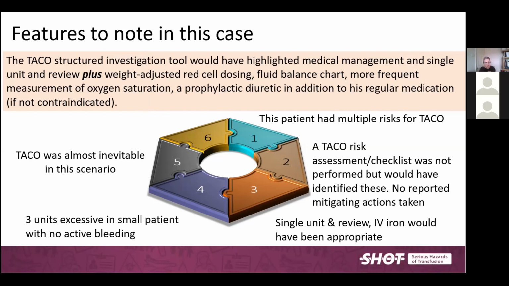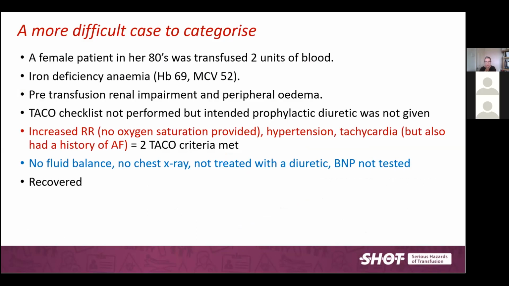But in addition to that, it would have identified weight-adjusted red cell dosing, the use of a fluid balance chart, more frequent measurements of oxygen saturation, and a prophylactic diuretic in addition to his regular medication, if that had not been contraindicated for that patient. Okay, so this was a more difficult case to categorise.